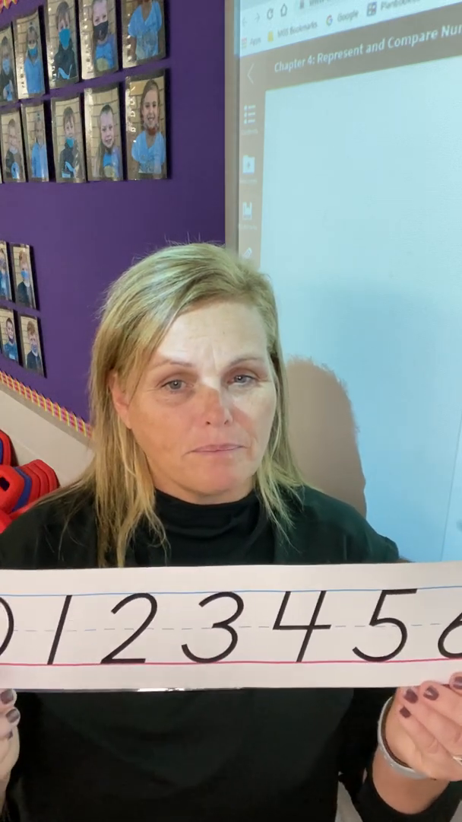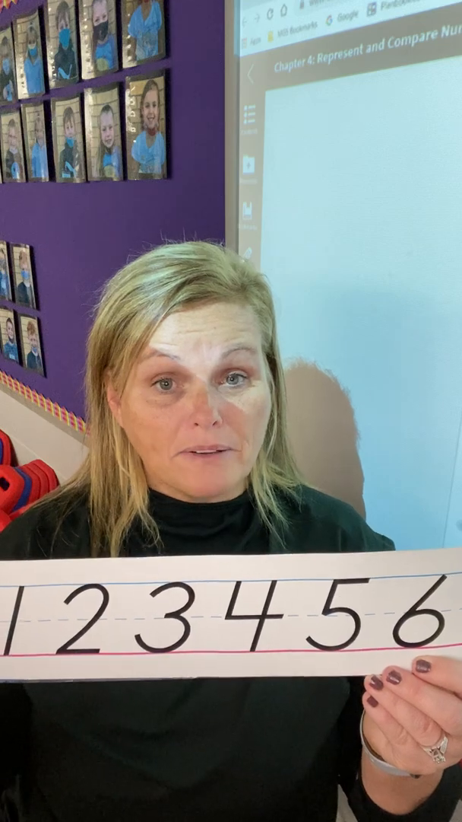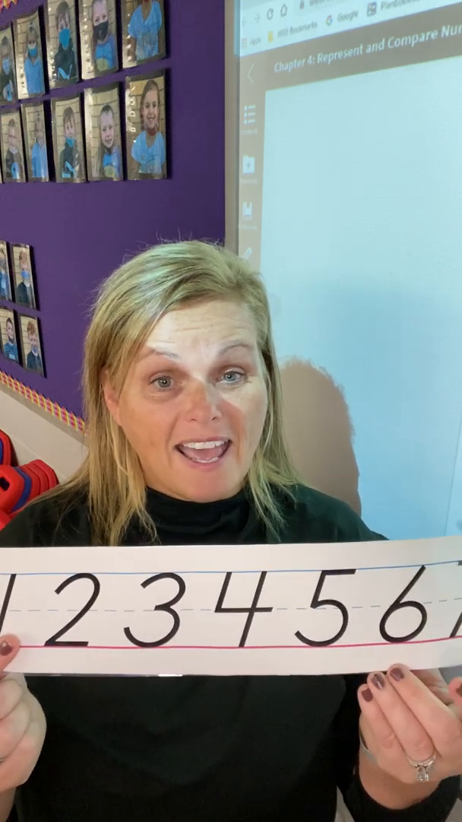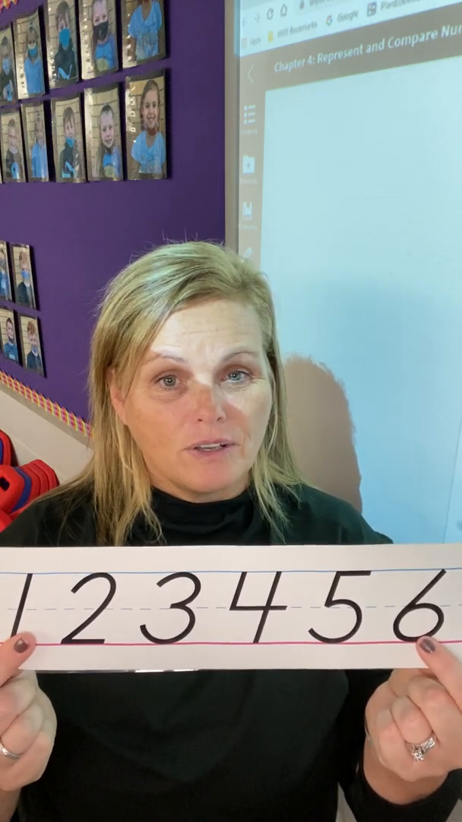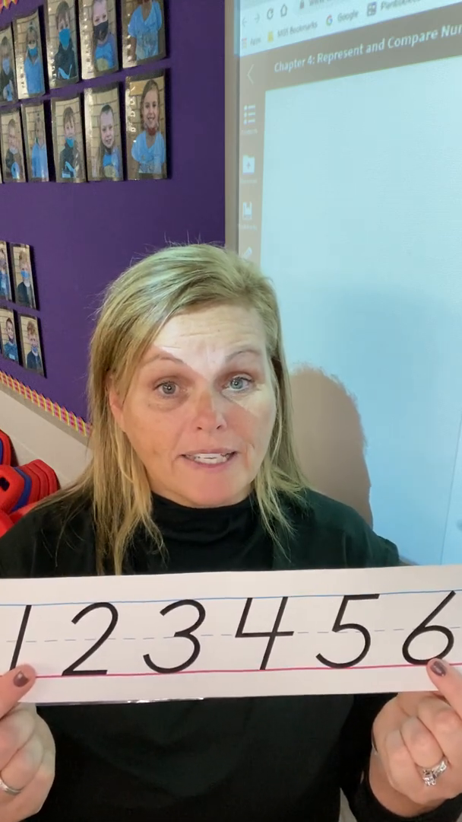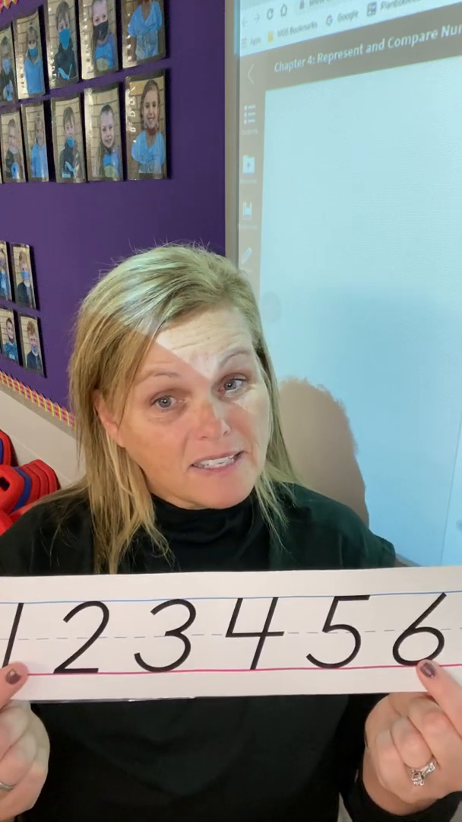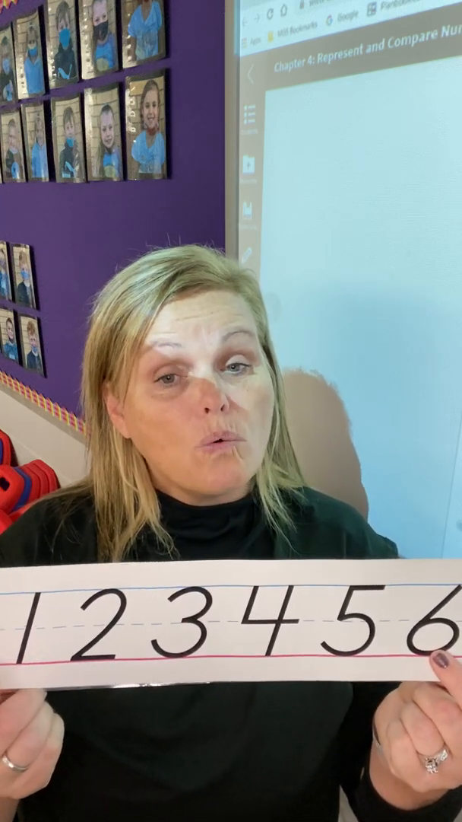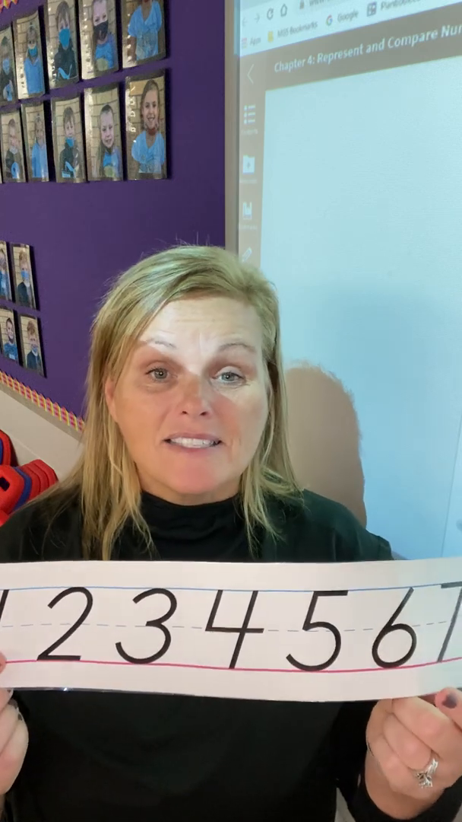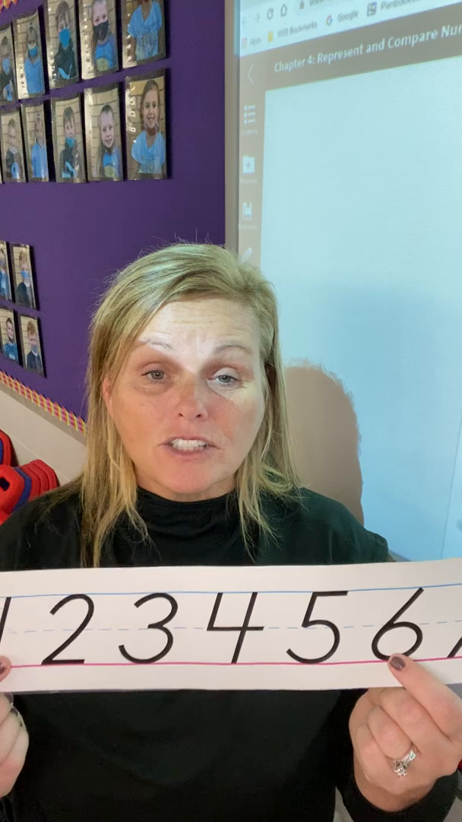Let's try another one. We'll use the numbers 1 to 6. Let's compare the numbers 1 and 6. What do you know about 1 and 6? Which number is less? Or which one is the smallest? 1. 1 would be less. 6 is greater. It has more. Let's go ahead and get started on our lesson.